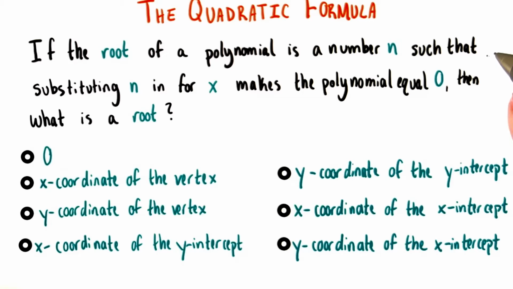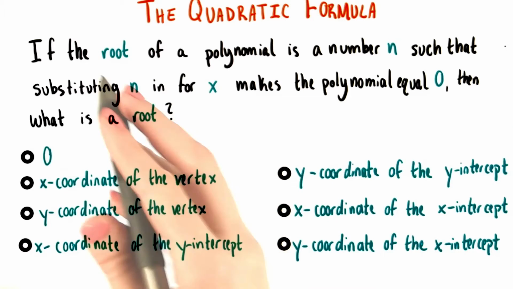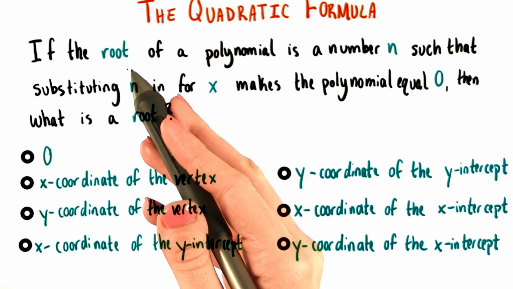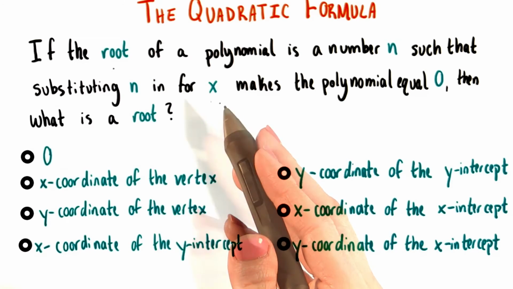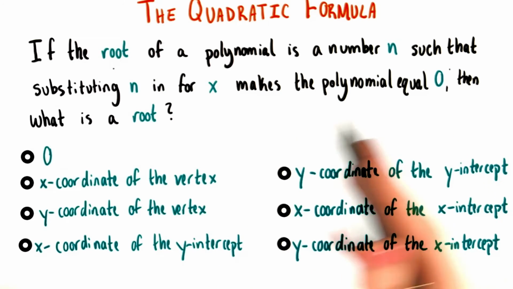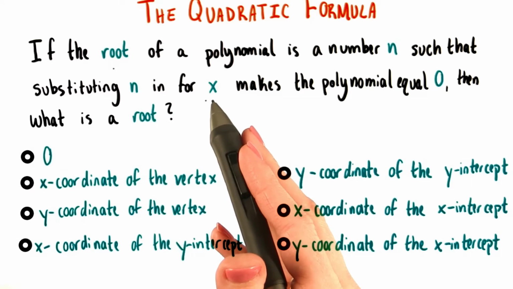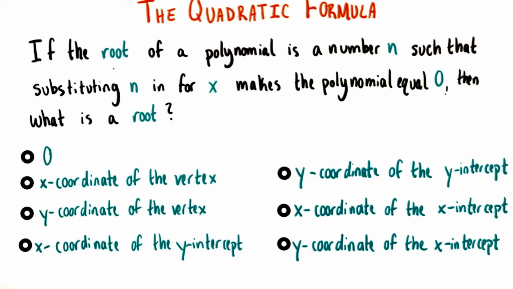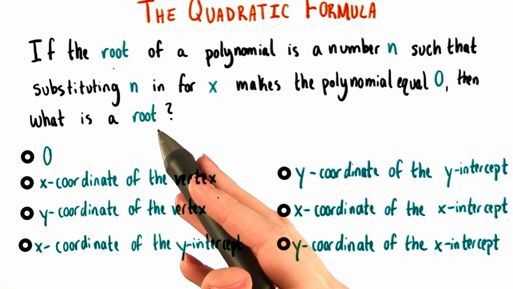I think it's time that we introduce a pretty important word, the root of a polynomial. This is a word we're going to hear more and more in the coming lessons, so I think we should get used to it now. So if the root of a polynomial is a number n, such that when you substitute n in the spot of x in that polynomial, it makes the polynomial equal to 0, then what do you think the root is? Where do we get that number that is the root from?